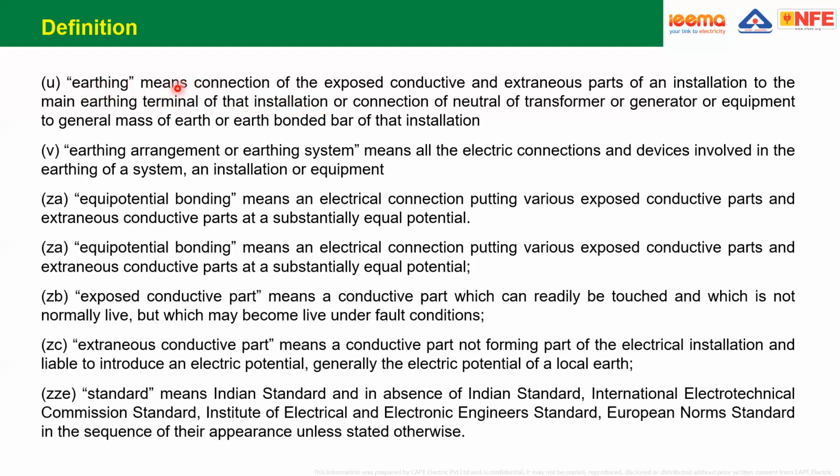So the first definition is, you can see on the ZB and ZC, exposed conductive part means a conductive part which can readily be touched and which is not normally live, but which can become live under fault condition. That means it is the body of a panel board. Extraneous conductive part means a conductive part not forming a part of the electrical installation.